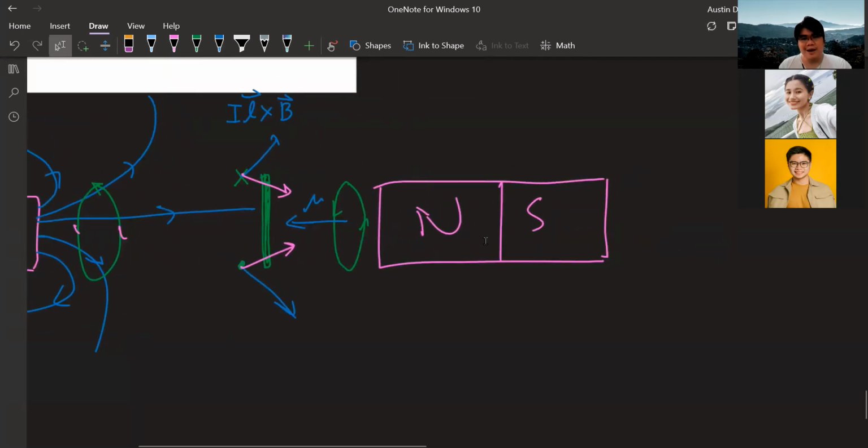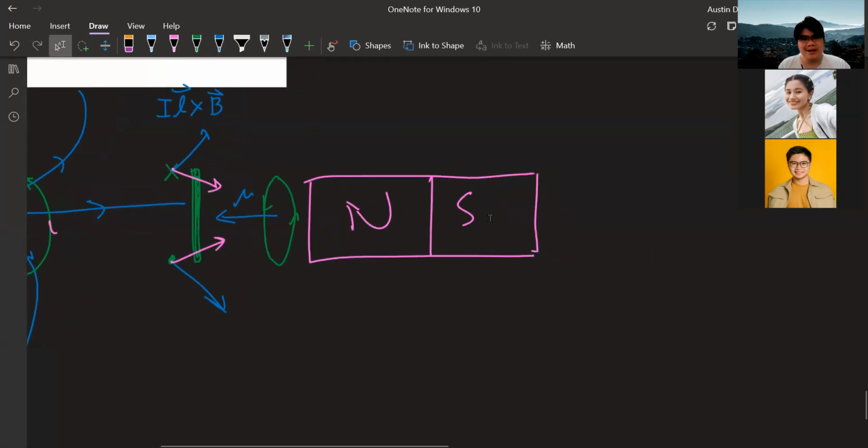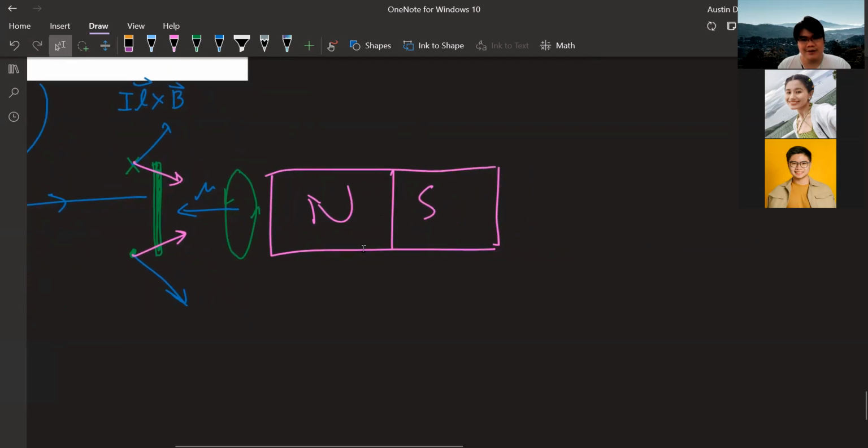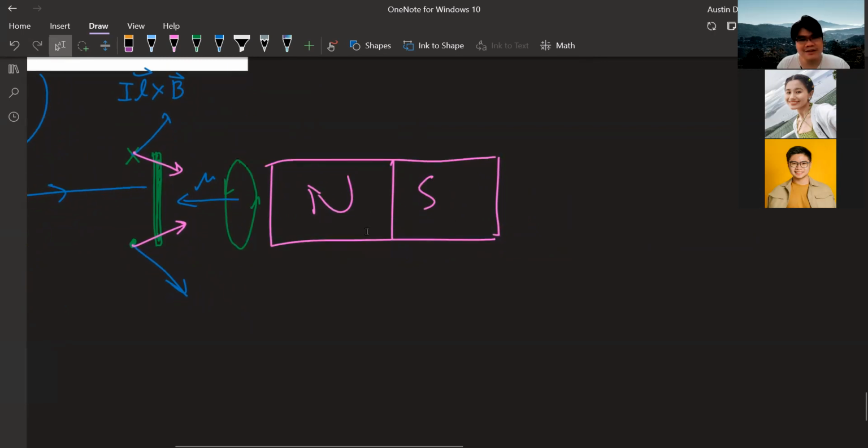Itong bagay na to, yung magnets mo. Actually, current loops sila in a molecular sense. Okay? So, yung mga electrons dyan, may umiikot, nasa edge lahat yung mga electrons. And they are going all in the same direction. Almost all in the same direction.